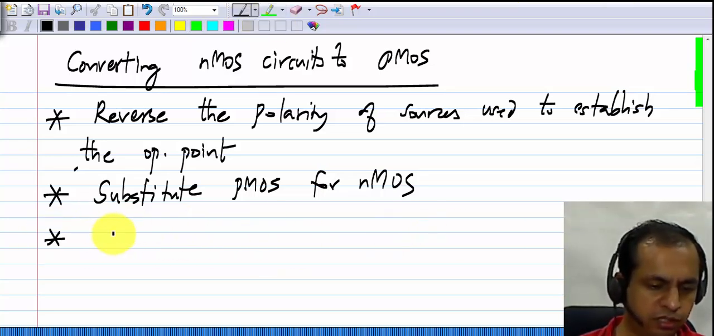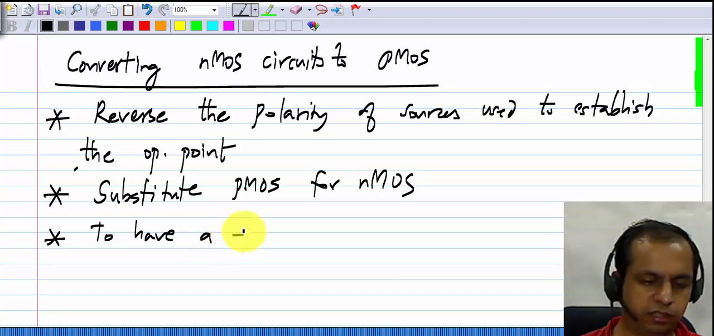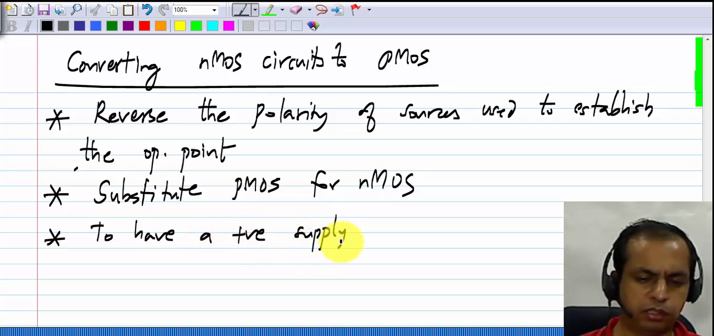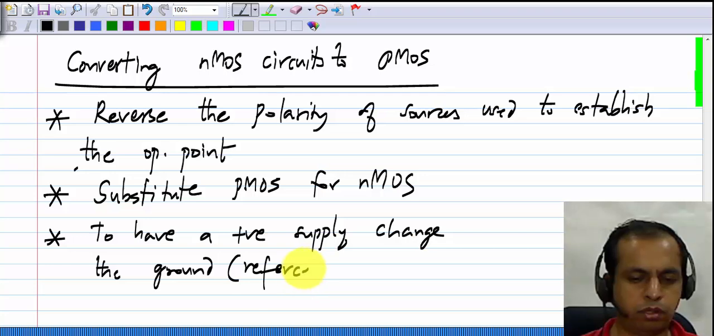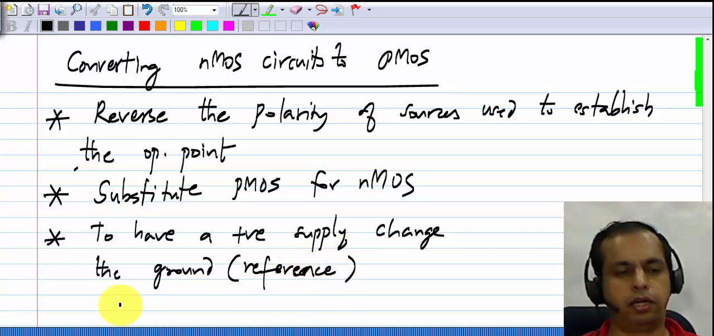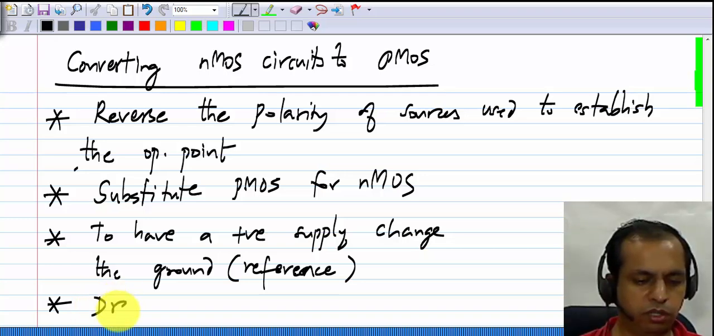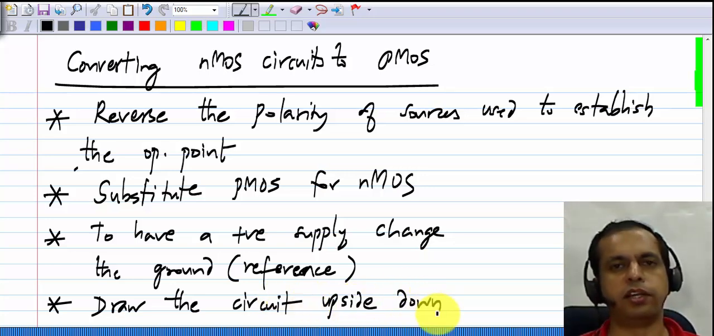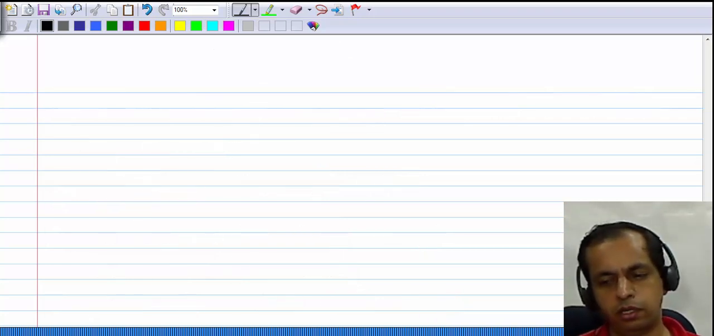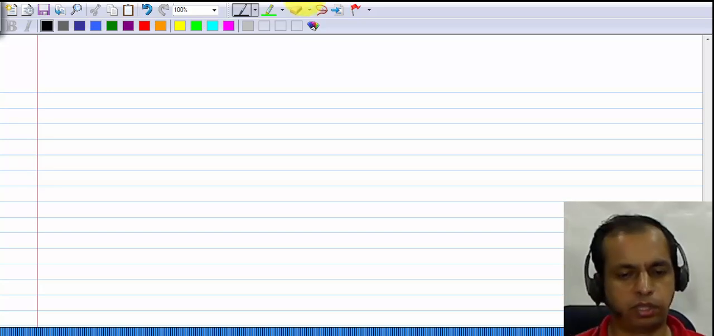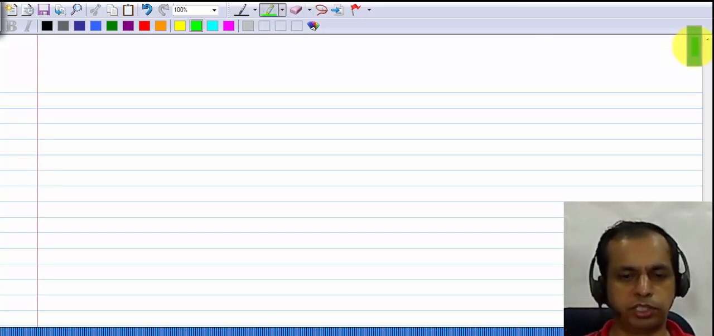And this next part is to have a positive supply, you change the ground, that is the reference, and just to follow the convention, you draw the circuit upside down. Now this is not strictly necessary, you could live with the other kind of drawing, but most of the time the drawings are done like this, with the ground at the bottom and positive supply rail at the top, so it's best to do this.